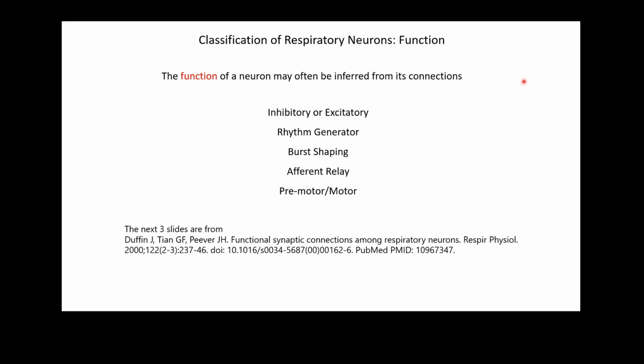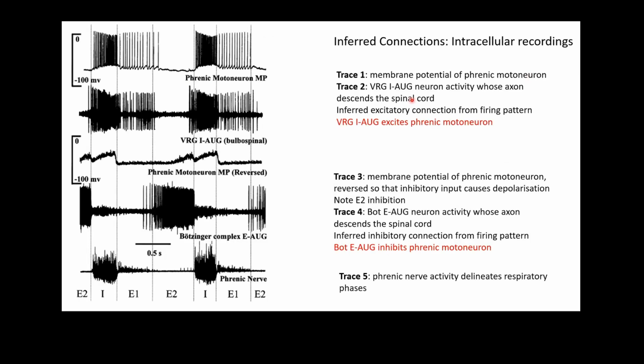So here's some complicated recordings that can be interpreted to show what the functions might be of these neuron patterns we've been looking at. Trace one is the membrane potential of a phrenic motor neuron, and you can see it depolarizes and fires, and then during the expiratory period here, its firing fades away. You can see the phrenic nerve is recorded down the bottom. That gives you an idea which phases are which. And we call them inspiratory and either E1 or E2. And sometimes the E1 is called the post-inspiratory phase. That was the term that Dieter and Richter used.